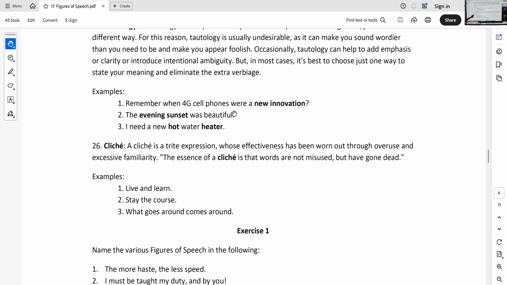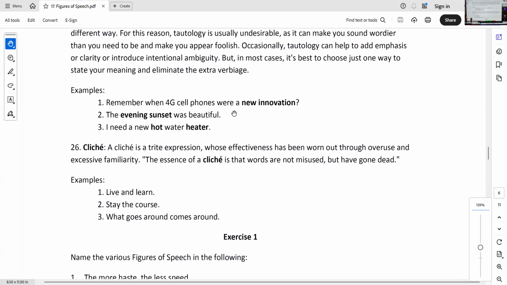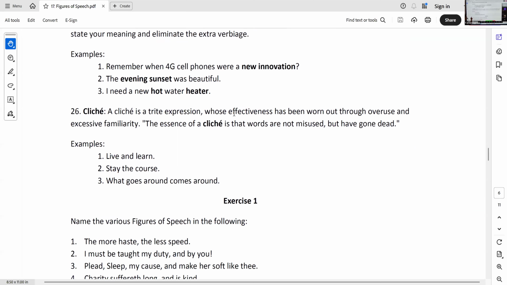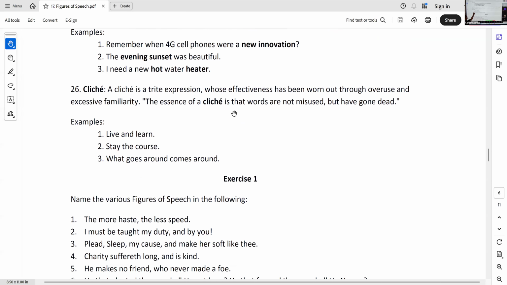Cliche. Cliche is an overused expression. An expression that is often used. So often used that it has become stale. Hearing it again and again has made it boring, right? Live and learn. Stay the course. What goes around comes around. These are all expressions that we have often heard.